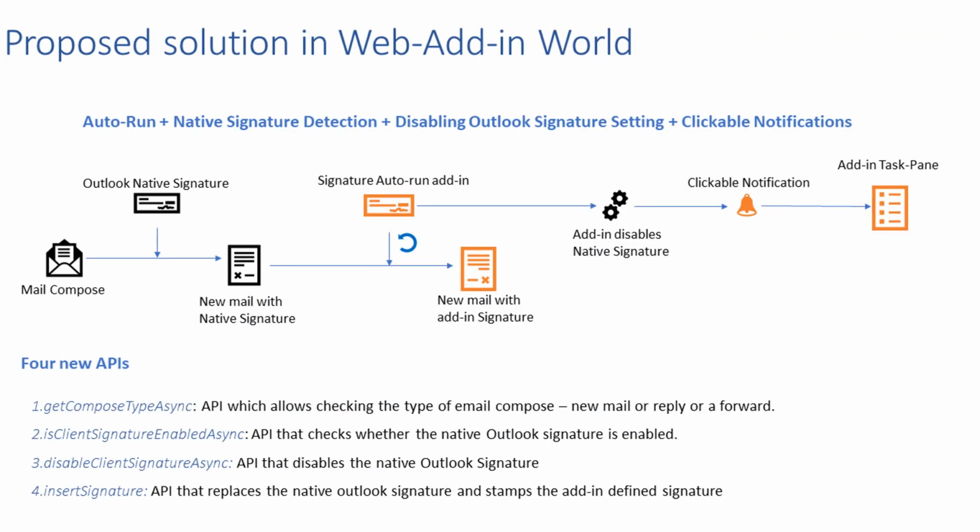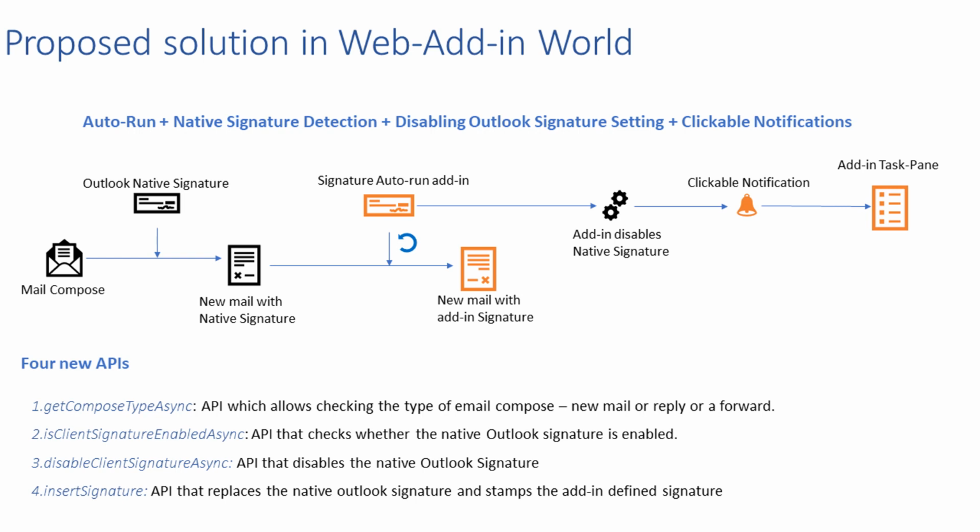So the proposed solution here is that we're going to have the Autorun functionality. You're going to be able to run code when the message is composed. You create a new email, and then we're going to enable a few APIs that you can use specifically for the signature scenario. The APIs that we have today start with get compose type.